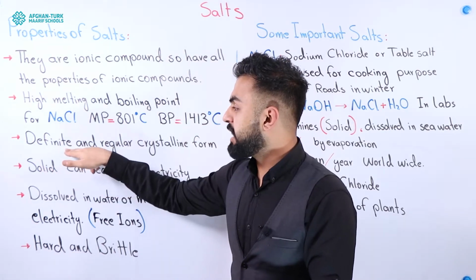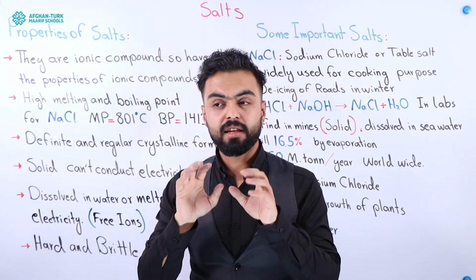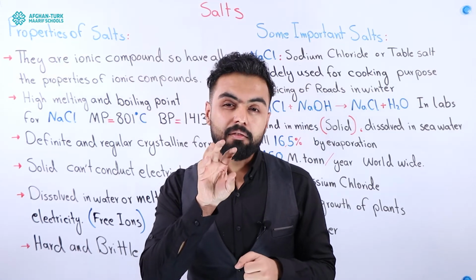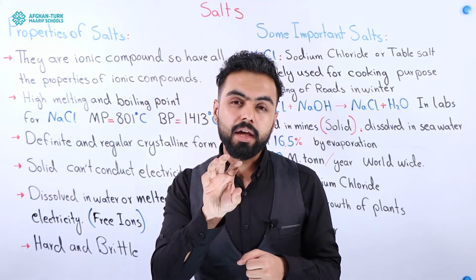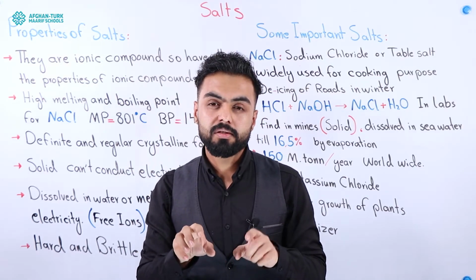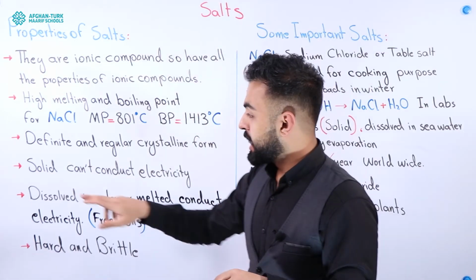They have a definite and regular crystalline form. In crystalline form, they are so regular. Every positive ion is surrounded by negative ions, and negative ions are surrounded by positive ions.